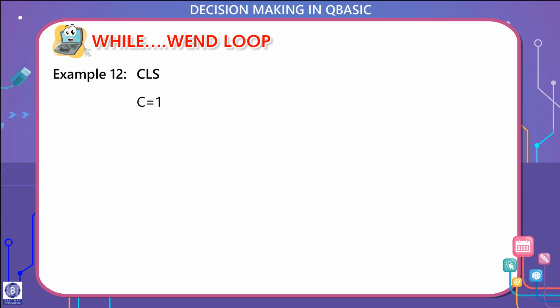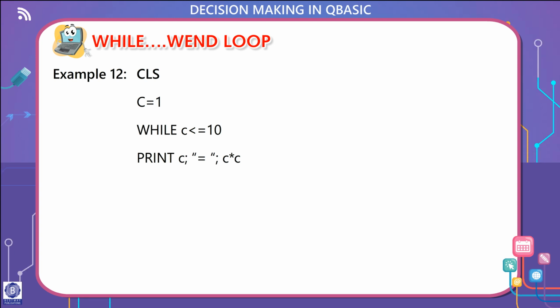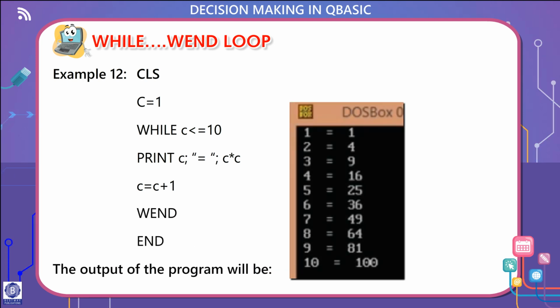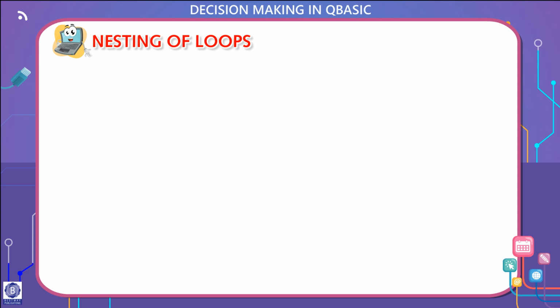Example 12. CLS: C = 1. While C <= 10. Print C = C * C. C = C + 1. Wend. End. The output of the program will be: Nesting of loops.